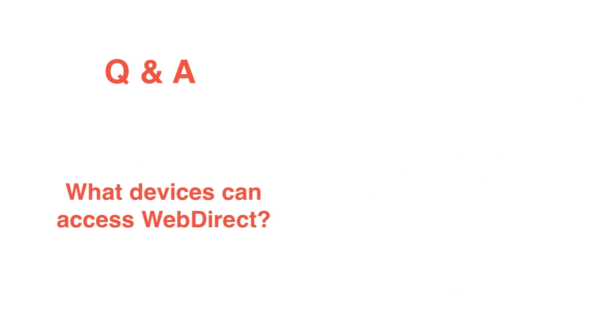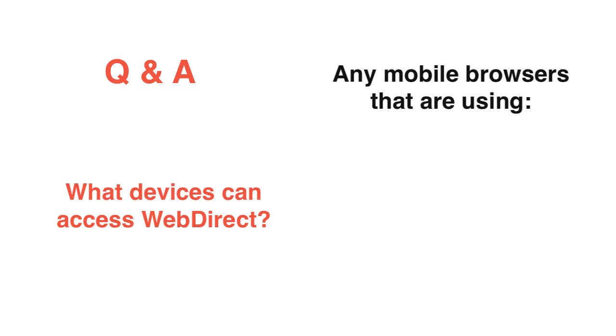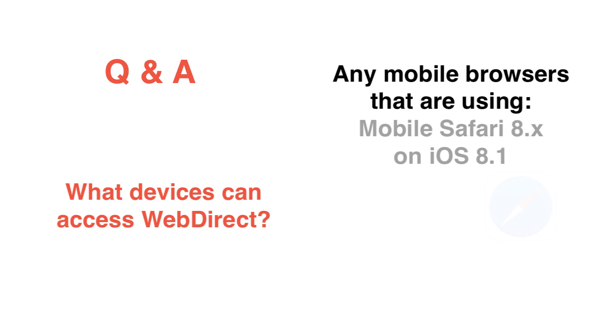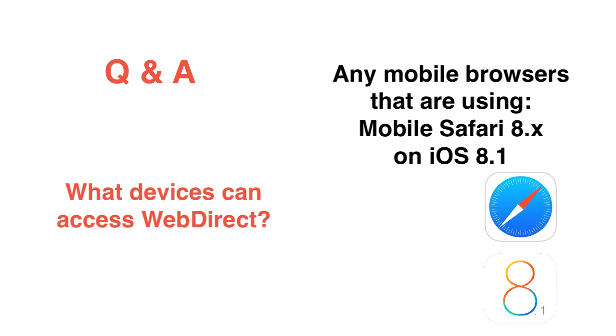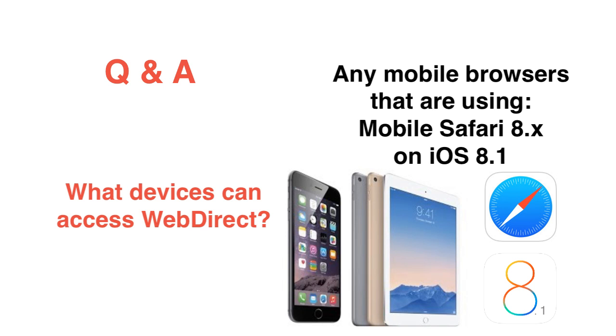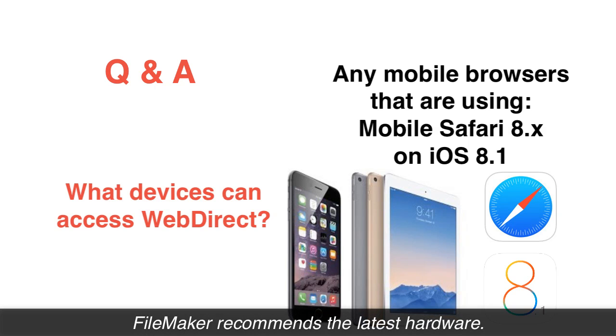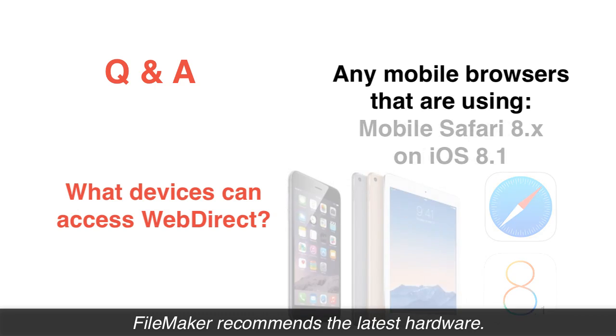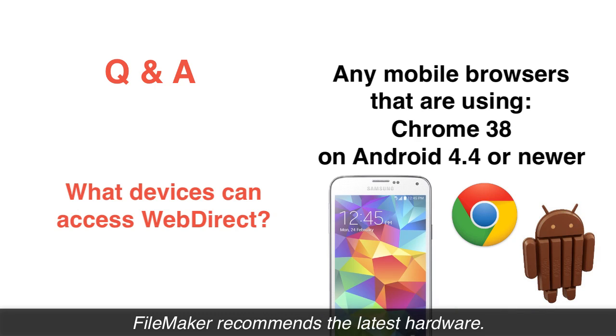What devices can access WebDirect? Any mobile browsers that are using mobile Safari 8.x on iOS 8.1, that's your iPhones and iPads on 8.1. So if you run all the latest updates on them, you're good. Now, FileMaker recommends the latest hardware, but like I said, you can try older hardware and your mileage may vary. Once again, I don't work for FileMaker, so I can say go ahead and try it, but if it doesn't work, don't get mad, right? And then, of course, on Droid, Chrome 38, and on Android 4.4 or newer.